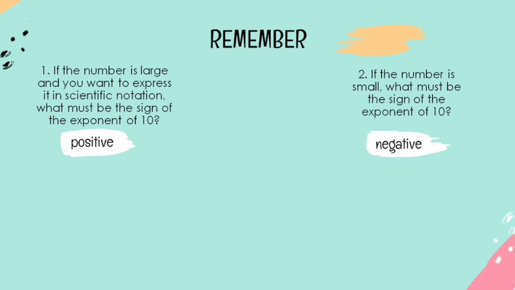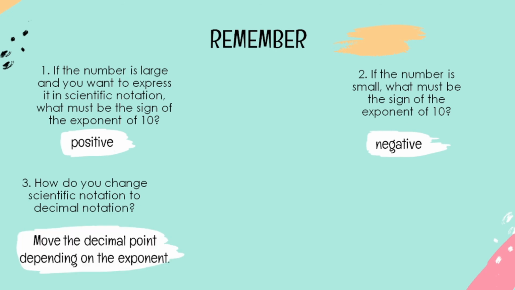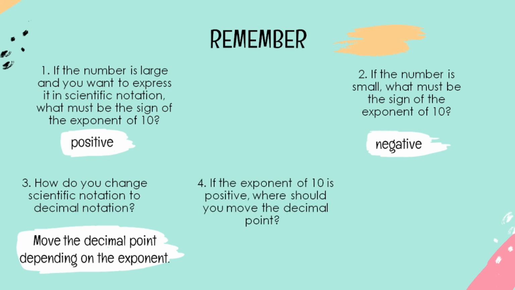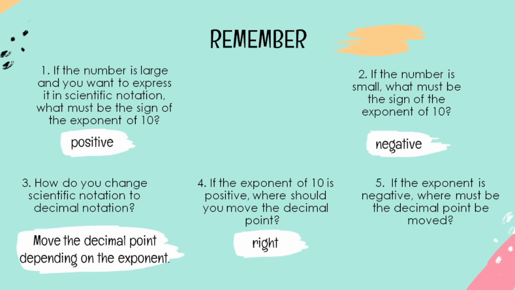Next is, how do you change a scientific notation to decimal notation? From scientific notation, gaya na illustrative example number 3 natin and 4. Ang gagawin lang natin is just to move the decimal point depending on the exponent. So sabi, if the exponent daw of 10 is positive, saan natin i-move? Sa kanan. Kapag naman negative, saan natin i-move? If the exponent is negative, where must be the decimal point be moved? Sa kaliwa or sa ating left.